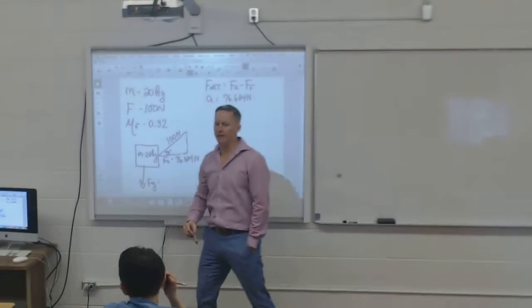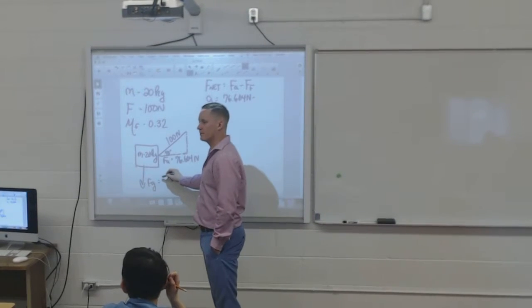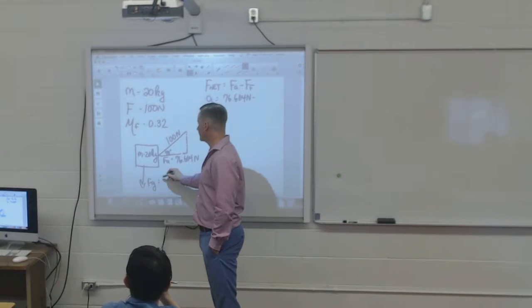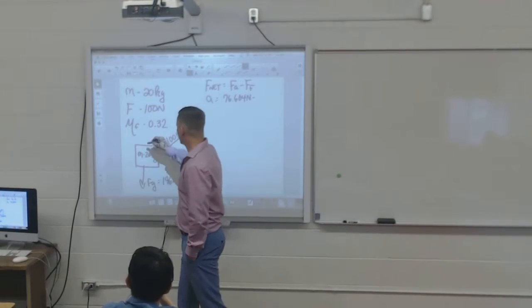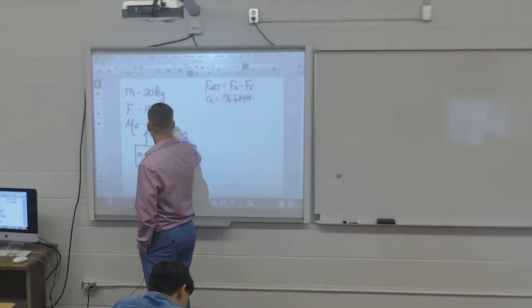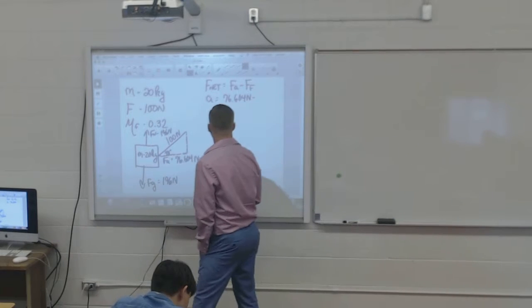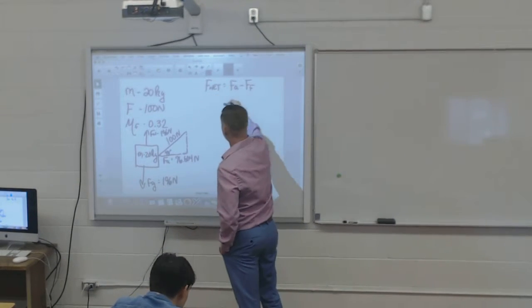So what's the force of gravity in this case? What is it? 20 times 9.8? So 196 newtons. So my normal force acting up is 196 newtons. Okay? So I'm going to just get rid of this for a second.